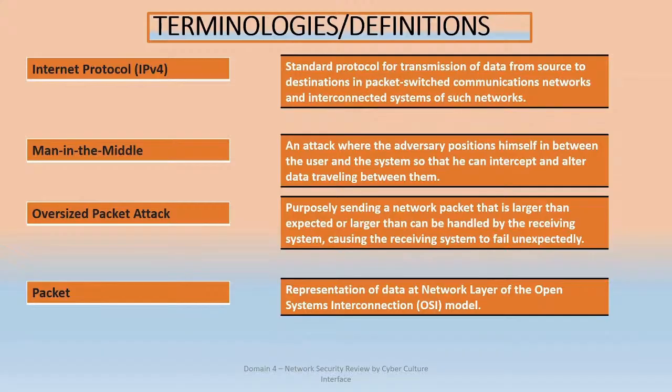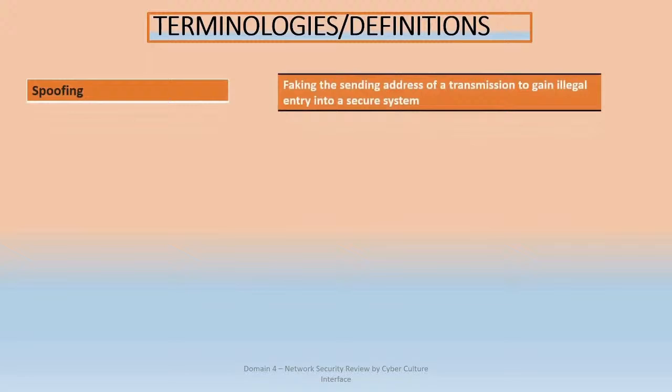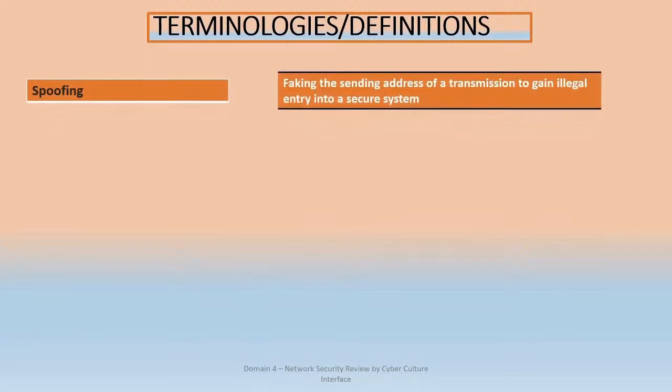Please, you need to also study your OSI layer very well and have an understanding of this concept. Other terminologies include spoofing. This is faking or sending the address of a transmission to gain a legal entry. You are pretending to be someone so that you can gain access into a system that is secure.